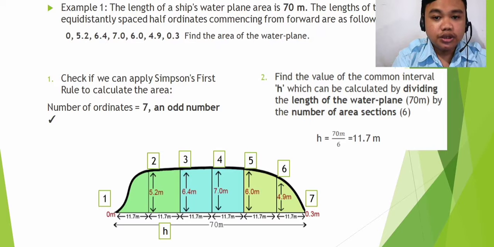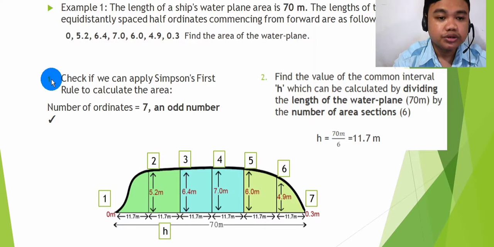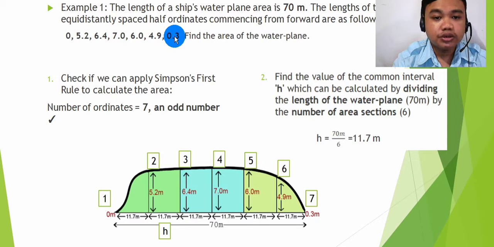So we have here the example. The length of the ship's waterplane area is 70 meters, and we have the equidistantly spaced half ordinates: 0, 5.2, 6.4, 7.0, 6.0, 4.9, 0.3. The question is, find the waterplane area.